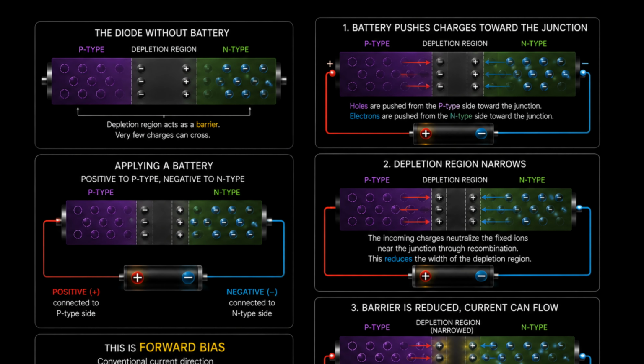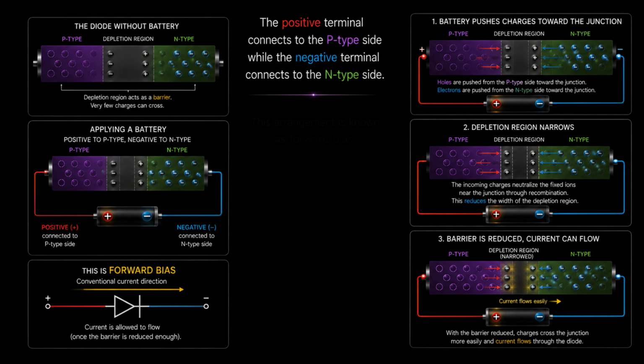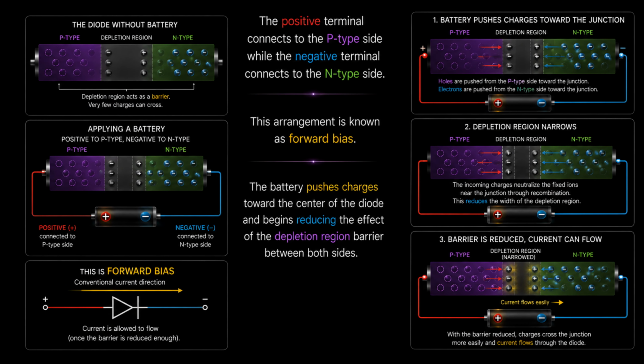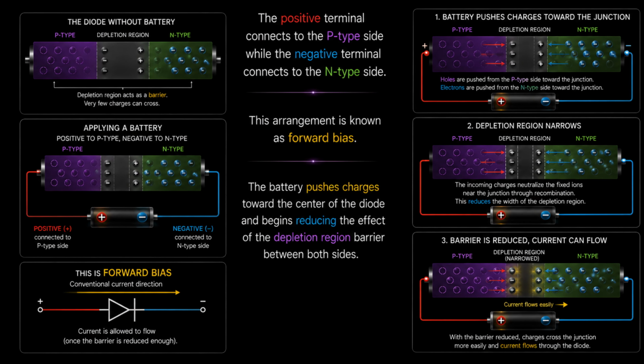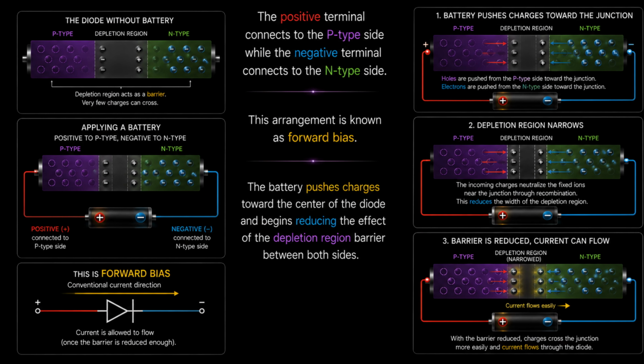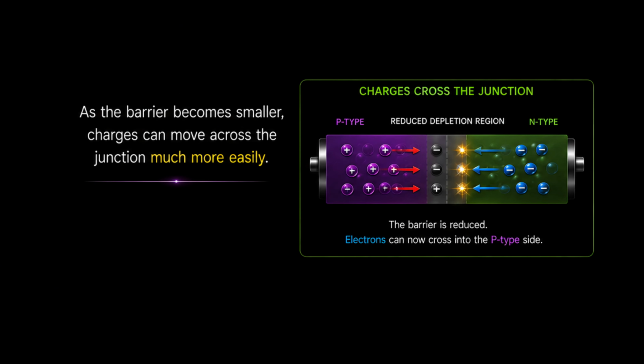Now connect a battery across the diode. The positive terminal connects to the p-type side, while the negative terminal connects to the n-type side. This arrangement is known as forward bias. The battery pushes charges towards the center of the diode and begins reducing the effect of the depletion region barrier between both sides. As the barrier becomes smaller, charges can move across the junction much more easily.